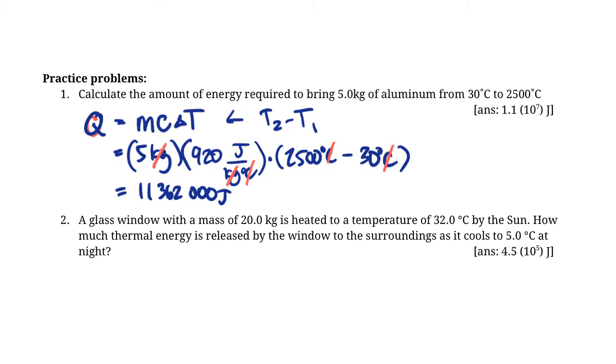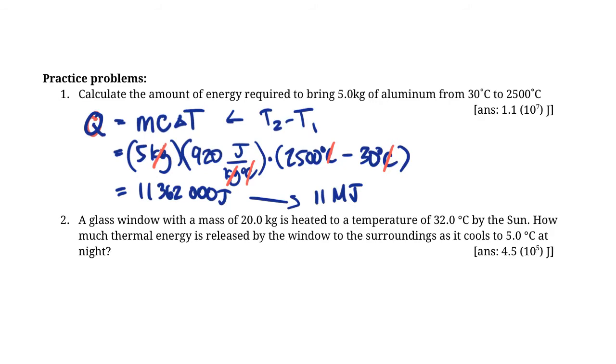Clearly, we can write this in a better form. 11 million joules is about 11 megajoules if we round to two significant figures, which makes sense for the question. And as you can see here, the answer is 1.1 times 10 to the 7 joules, which is the same thing as 11 megajoules.